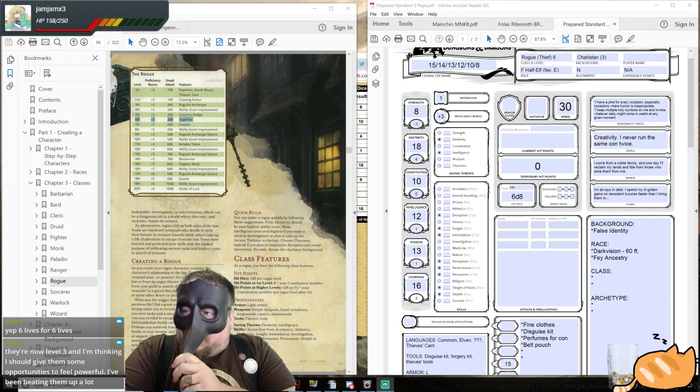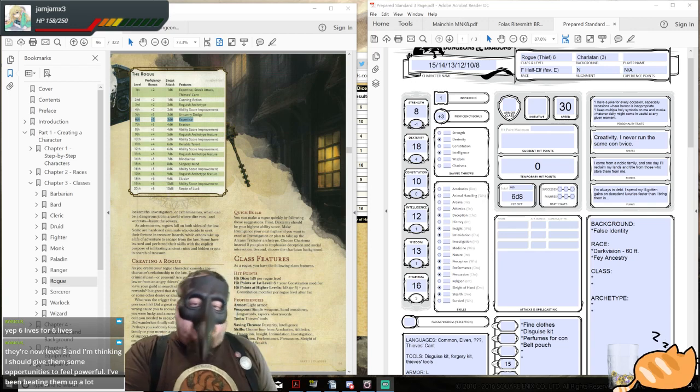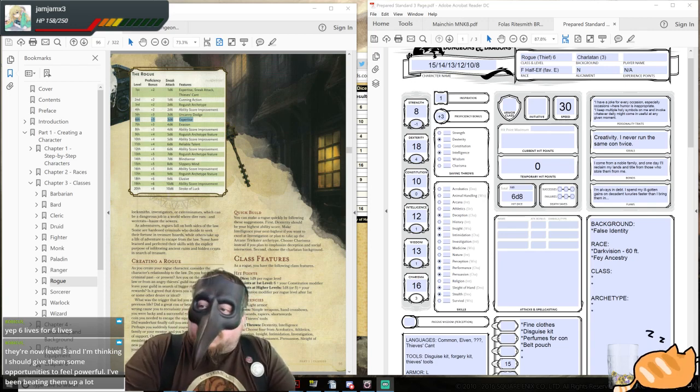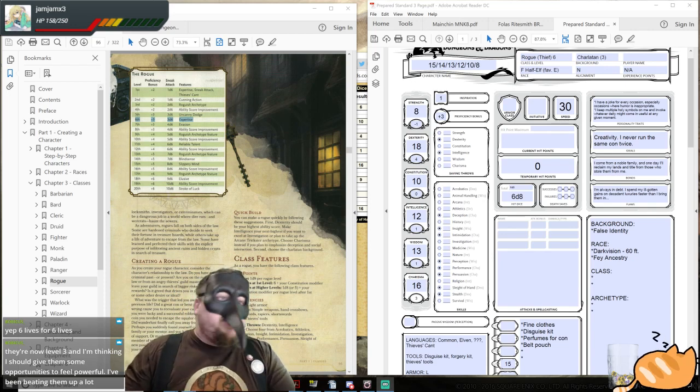Bobicus says, now they're level 3 and I'm thinking I should give them some opportunities to feel powerful. I've been beating them up a lot. Yeah, man, if they just hit their archetypes, you want them to be able to flex those powers a little bit. I would agree with that strategy, Bobicus.